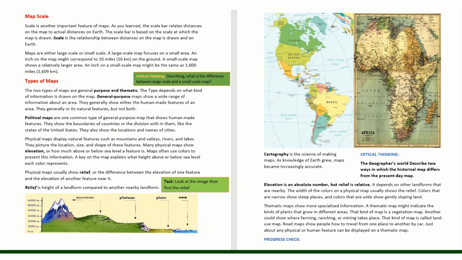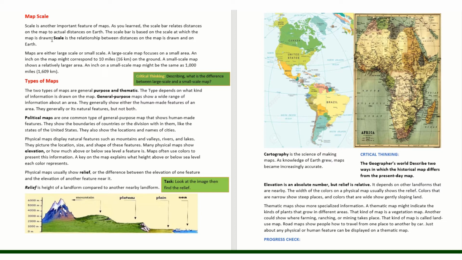Hi friends. In lesson 3, we'll be talking about the map scales or scale bar and relief. As you remember, in our lesson 2 we discussed the difference between the large scale and the small scale. We will further talk about how we can calculate the distance on the map and the distance on the earth.